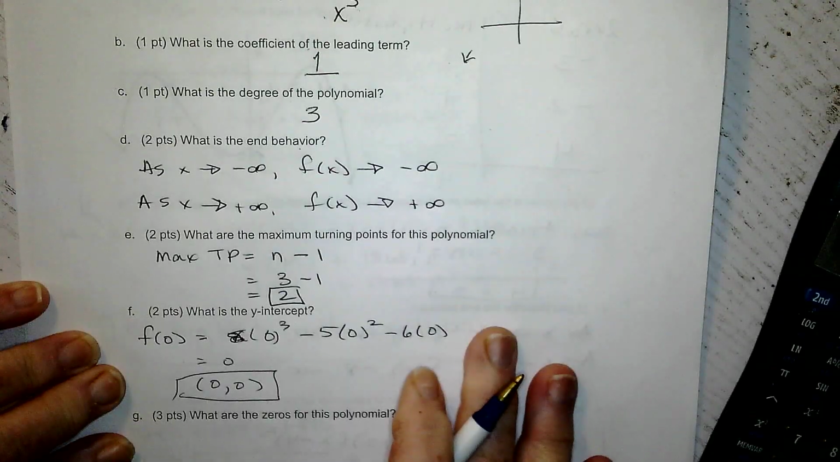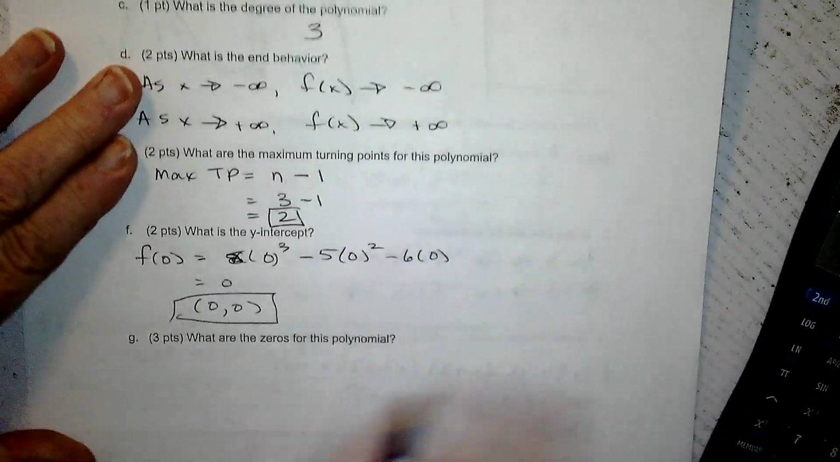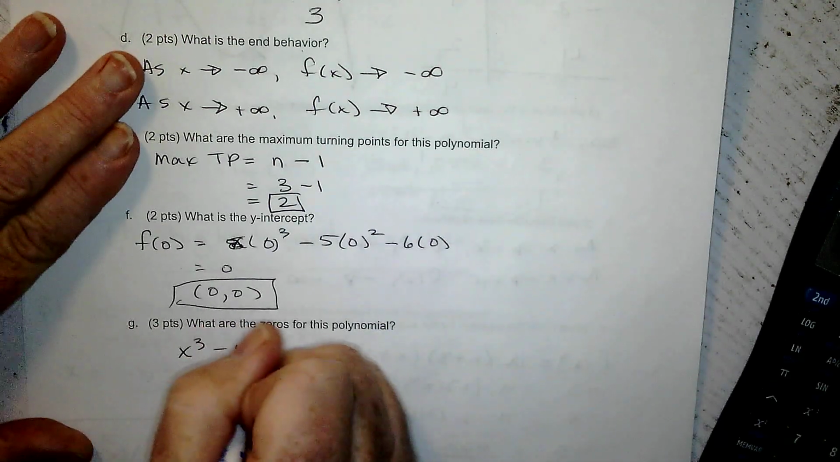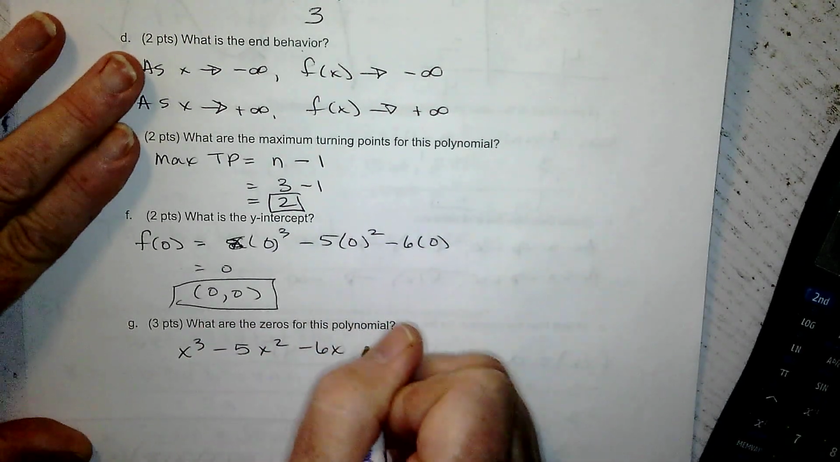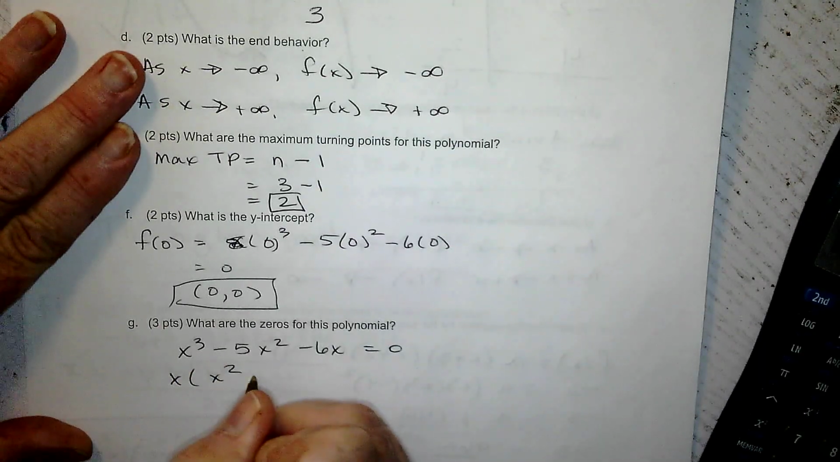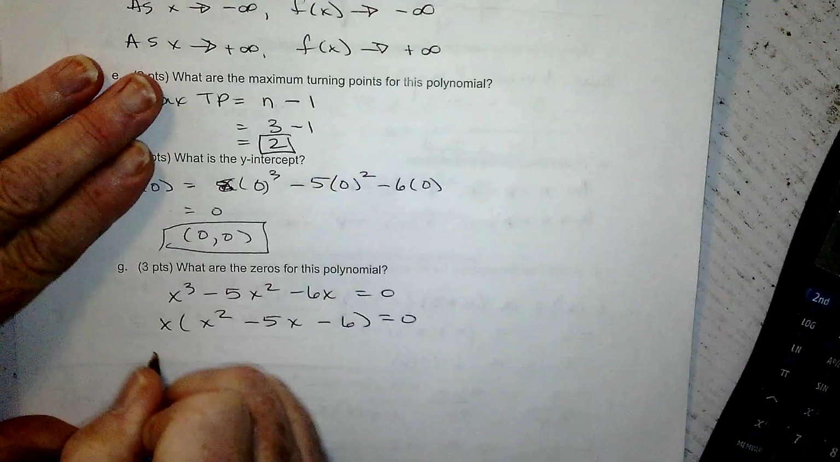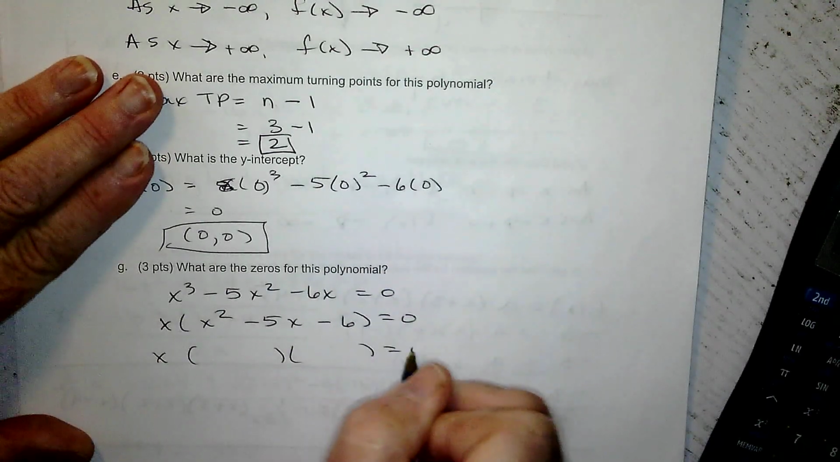What are the zeros of the polynomial? I'm going to go back up here, and I'm going to pull what I've got here, x cubed minus 5x squared minus 6x, setting that equal to 0. They all have x in common, leaves me with x squared minus 5x minus 6. I'm going to factor.